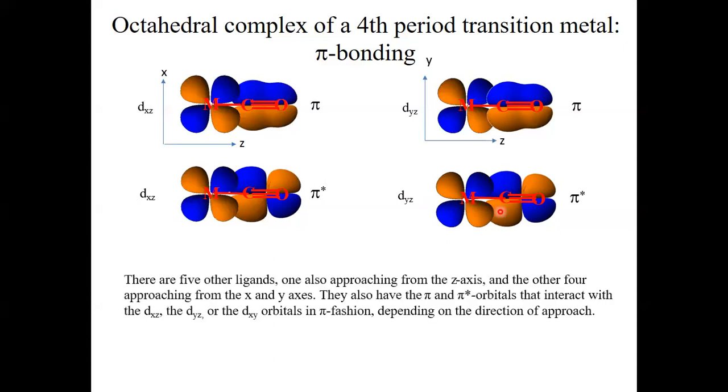Now we have, of course, five other ligands. One also approaching from the z-axis, and the other four approaching from the x and y-axis. But they can overlap in an analogous way with the metal dXZ, the dYZ, and the dXY in a pi fashion. I think only the direction of approach is actually changing. Now we have confirmed that we can really make pi bonding with our 24 pi molecular orbitals.